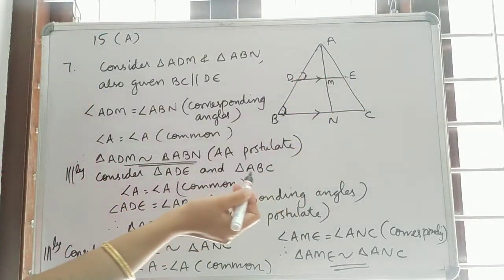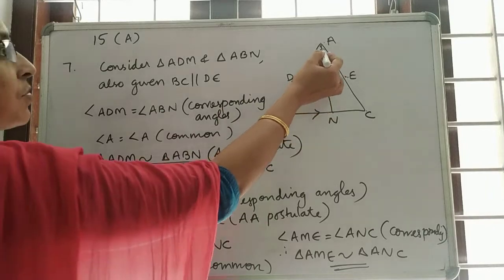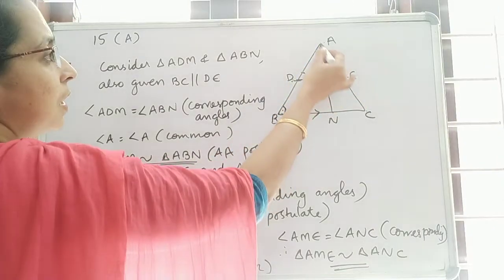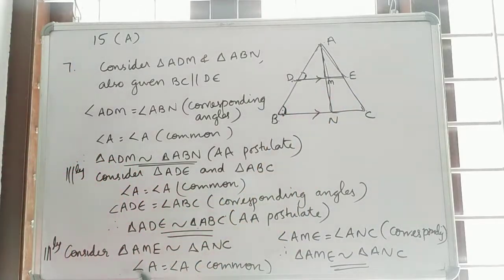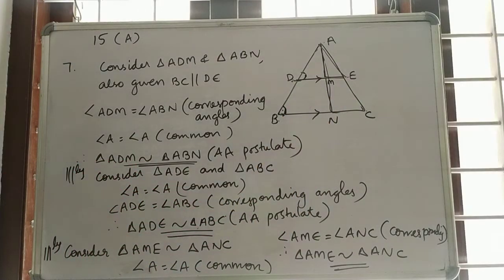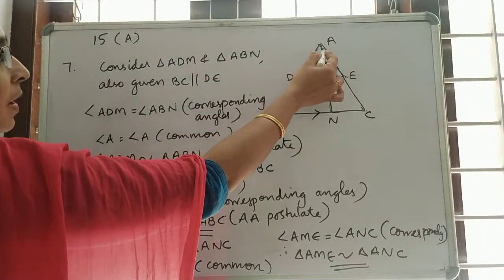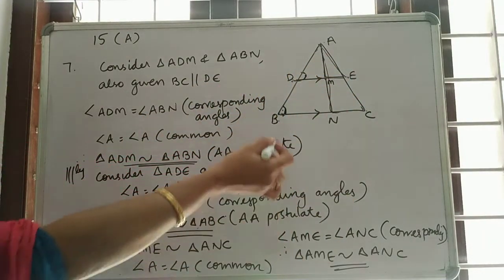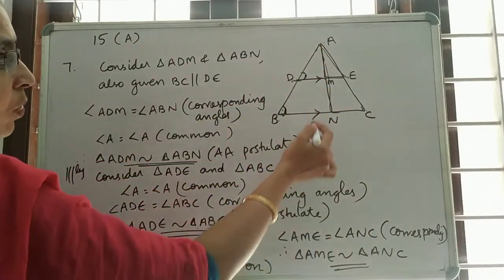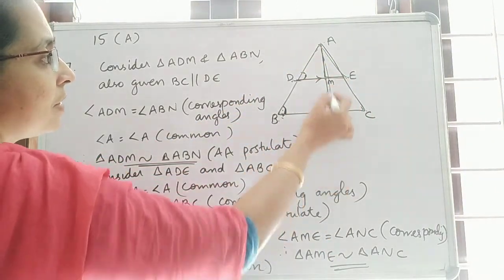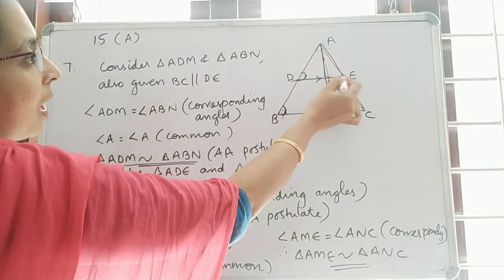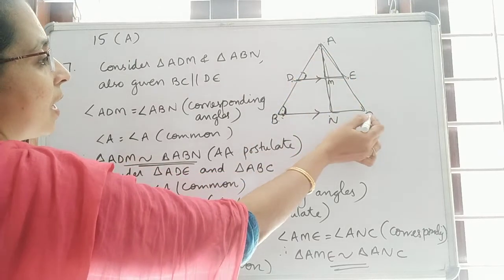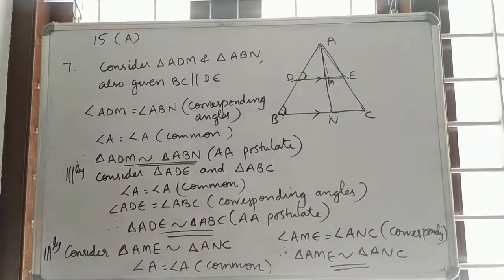So next, what do we want to consider? We can consider the next triangle. Which one? This one, AME and ANC. Same concept we can apply here. A is common. Then angle AME and angle ANC are equal. Since DE is parallel to BC, these two are the corresponding angles. So these two angles will be equal. So we can directly write triangle AME is similar to triangle ANC.